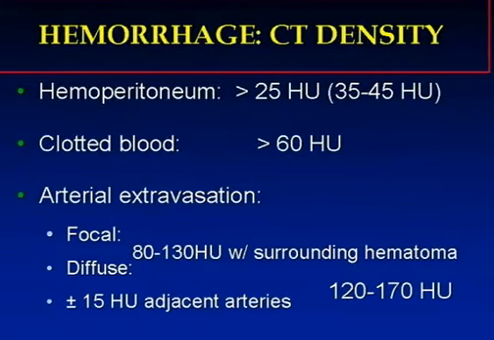Hemoperitoneum classically has density measurements of greater than 25 Hounsfield units. Clotted blood is generally greater than 60 Hounsfield units, and we're always going to look for arterial extravasation. If it's focal, the density is usually between 80 and 130 Hounsfield units with surrounding hematoma, and if it's diffuse, it's generally between 120 and 170 Hounsfield units, and usually within about 15 Hounsfield units of the adjacent arteries.